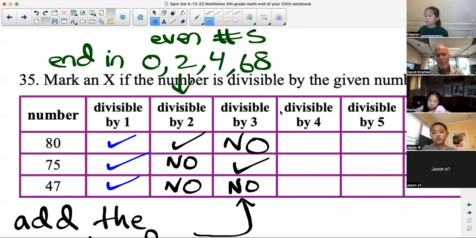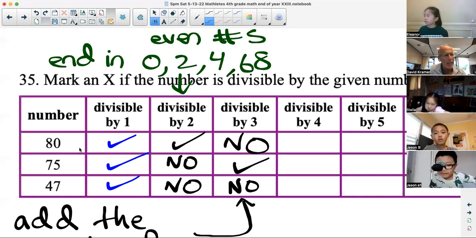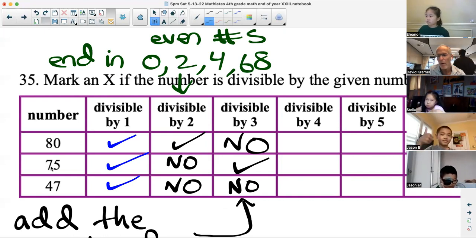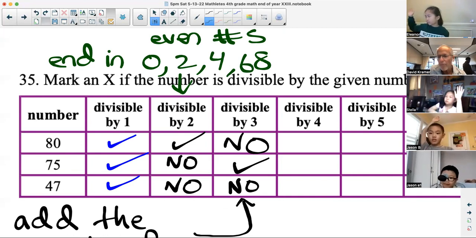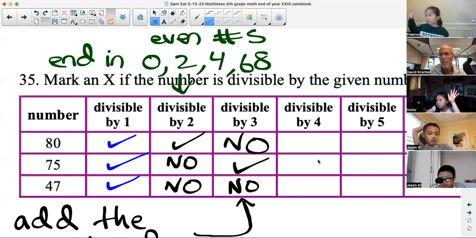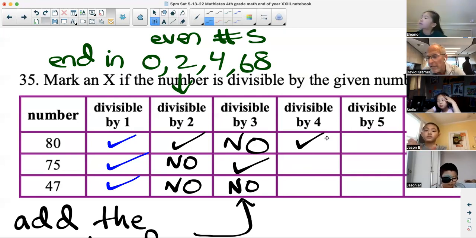Divisibility by 4. Who thinks that 80 is divisible by 4? Raise your hand if you know. On 3, 1, 2, 3, go. Yes, 80 is divisible by 4 because 20 is divisible by 4 and 80 is 4 20s.